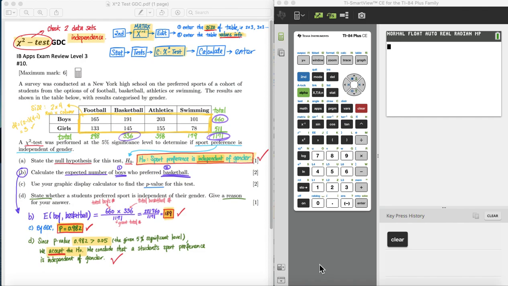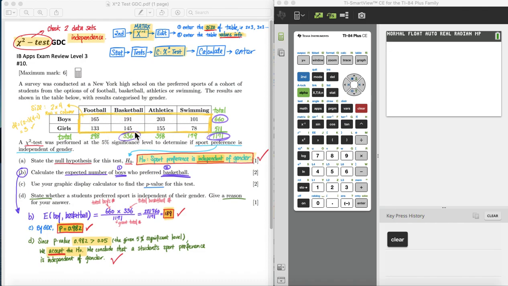Okay, in this video, we are going to talk about the operation on the fancy calculator. How do we run the chi-square test? The chi-square test is a test about the independence between two data sets. We get to use the matrix C to set up this table. The size of the matrix is the rows times the columns.